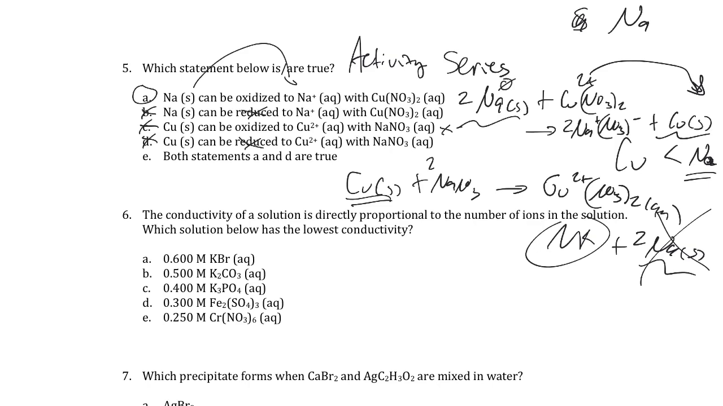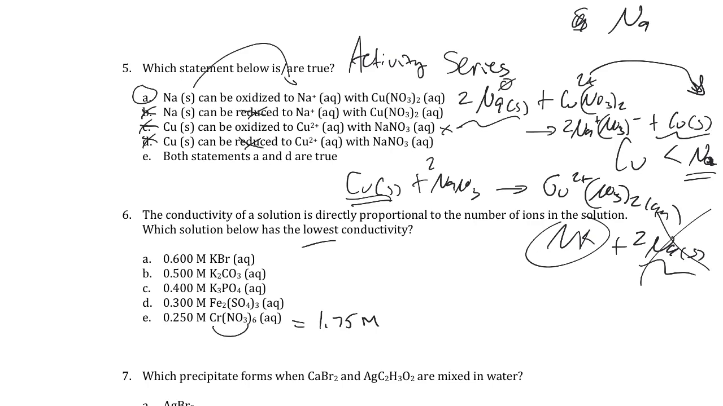Number 6, the conductivity of a solution is directly proportional to the number of ions in the solution. Which solution contains the lowest conductivity? And so we just have to think here that we're going to get 7 moles of ions per 1 mole of chromium nitrate. So if I think of the ion concentration starting with E, it's going to be 7 times 0.25. 0.25 times 7 is 1.75 molar is the ion concentration.